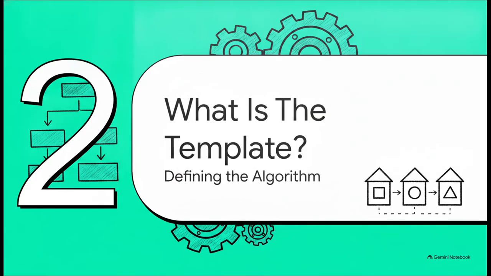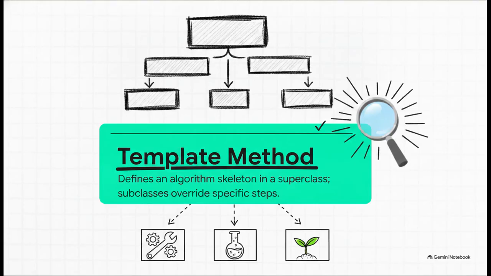Section 2. What is the template method? Defining the algorithm. So, how do we actually solve this headache of repeating similar but not totally identical processes? The secret is really in the definition itself. The template method defines the skeleton of an algorithm in a superclass, but it allows subclasses to override specific steps without changing the algorithm's overall structure.